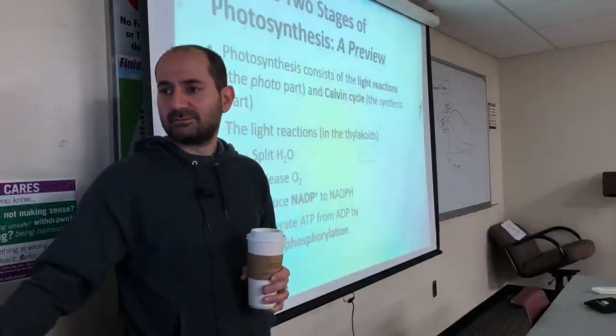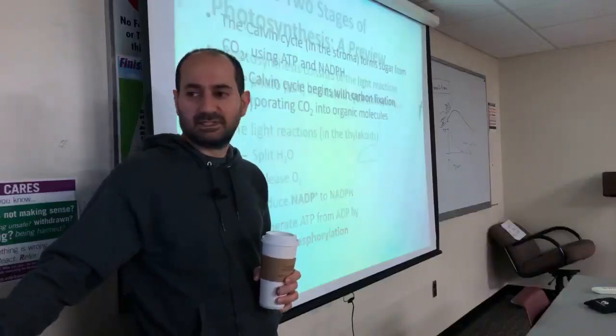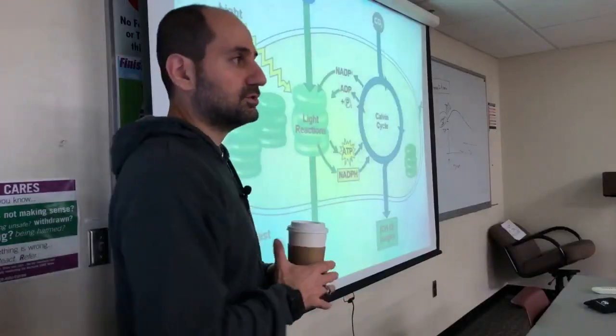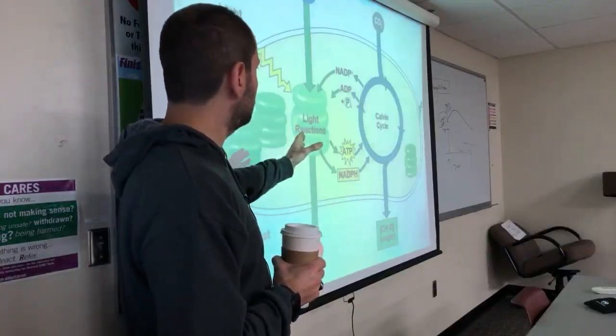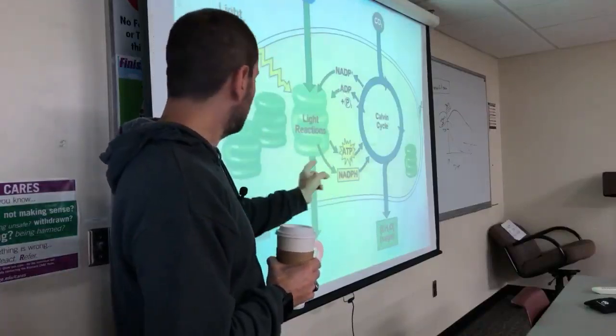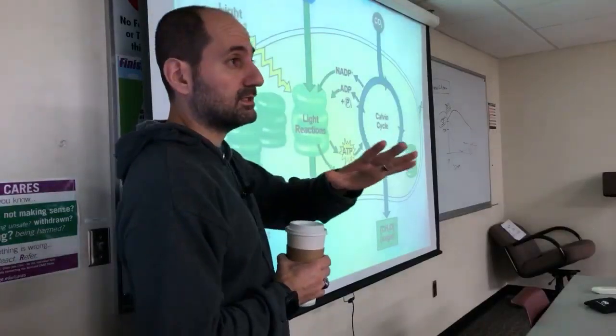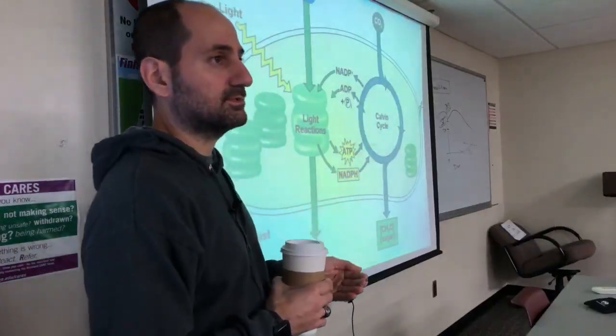What else? We talked about the 2 stages of photosynthesis. Remember the light reactions followed by the Calvin cycle. You should know the ins and the outs of all of those, right? The light reactions, water and light are reactants, are used. Oxygen is a waste product. ATP and NADPH are useful products, right?